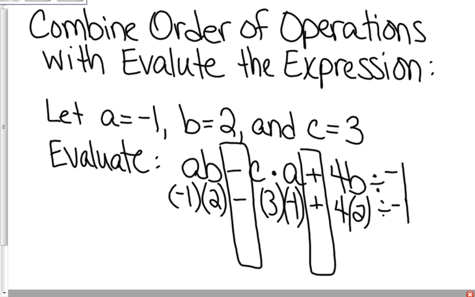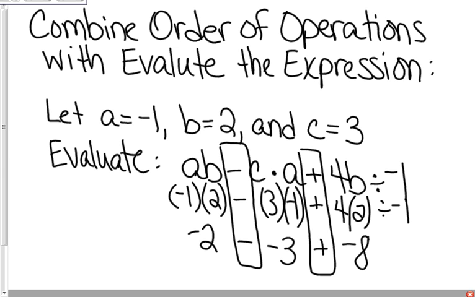The problem is already separated by walls, so I have 3 individual math problems to work. The first one, -1 times 2, is -2. 3 times -1 in the center is -3. And in the last side of the wall, 4 times 2 is 8, divided by -1 is -8.